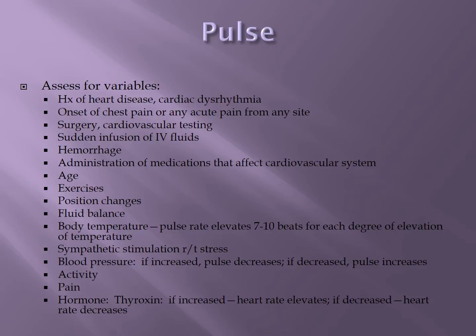Position changes, we already have talked about, can cause changes in heart rate because we talked about orthostatic hypotension in mobility. Body temperature. As I mentioned at the beginning of the lecture, we don't look at a vital sign by itself. We compare each of the vital signs to each other. Notice here it tells you that for each degree of elevation of body temperature, the pulse rate is going to go up 7 to 10 beats per minute. The reason the body does that is that it's trying to cool the body down.